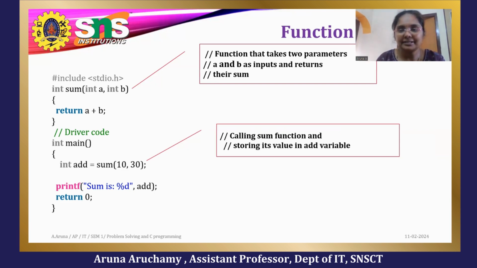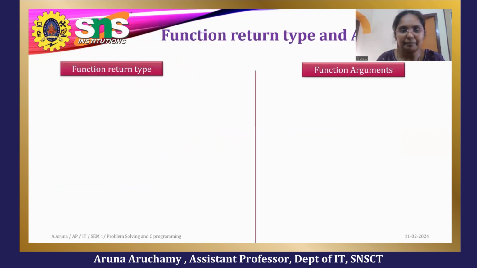This is a simple example. In upcoming videos, I'm going to give each and everything in detail, in a brief manner. Because in a function, there are two important topics: return type and arguments. So definitely every user has to know about these two things, function return type and arguments. A function can contain arguments or no arguments. A function can have a return type or no return type.